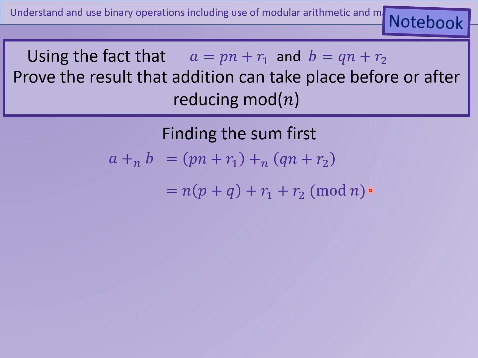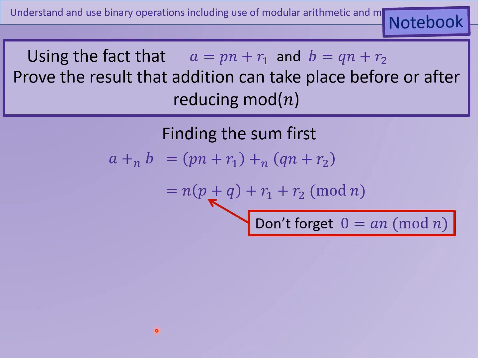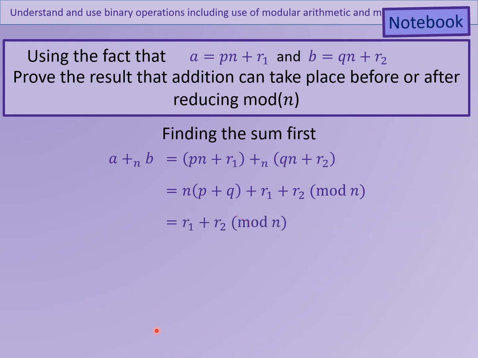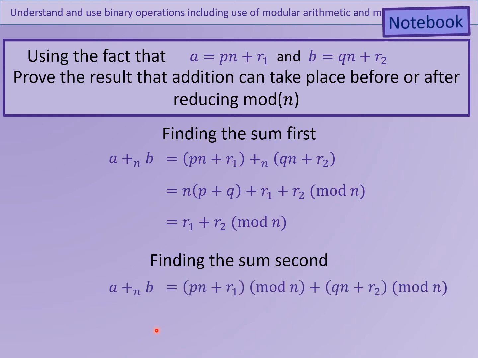Now, because we are working mod n, any multiple of n will be 0, so n times p plus q will equal 0. That will leave us with the answer r1 plus r2 mod n. If we were to do the same calculation but find the sum after reducing mod n, then adding these two together would just involve adding r1 and r2, because by reducing mod n first, pn and qn would already equal 0, leaving us with the same answer as above.